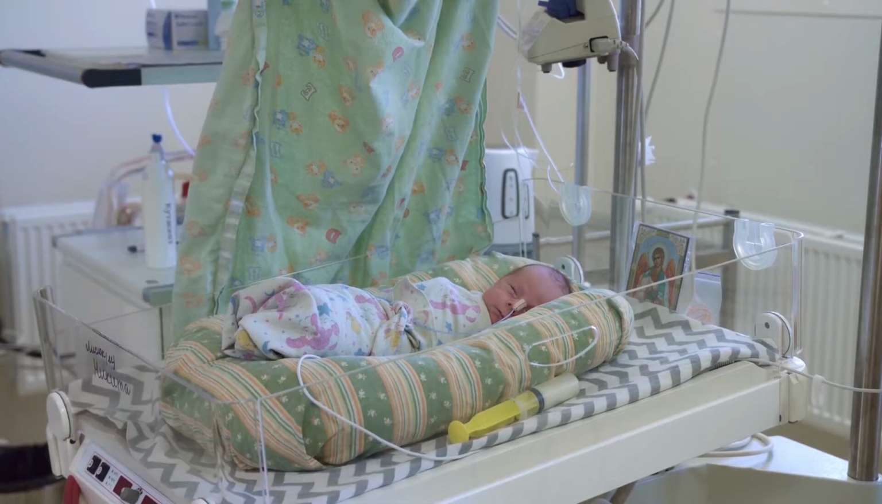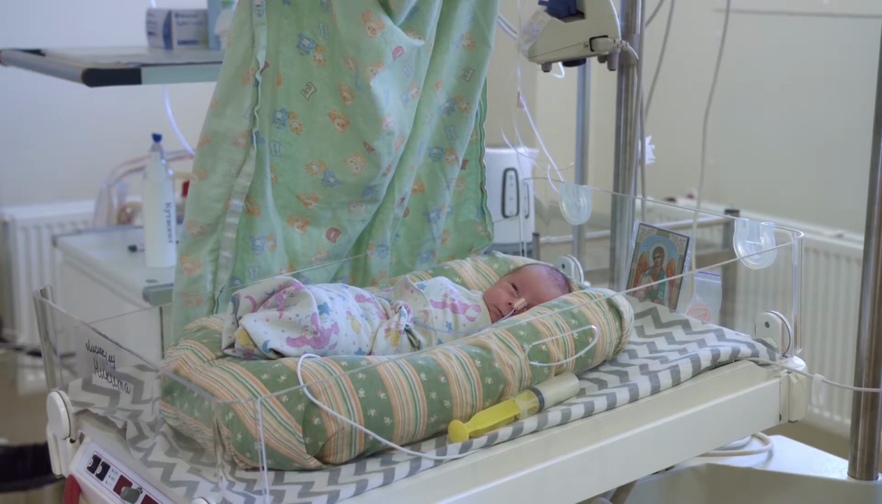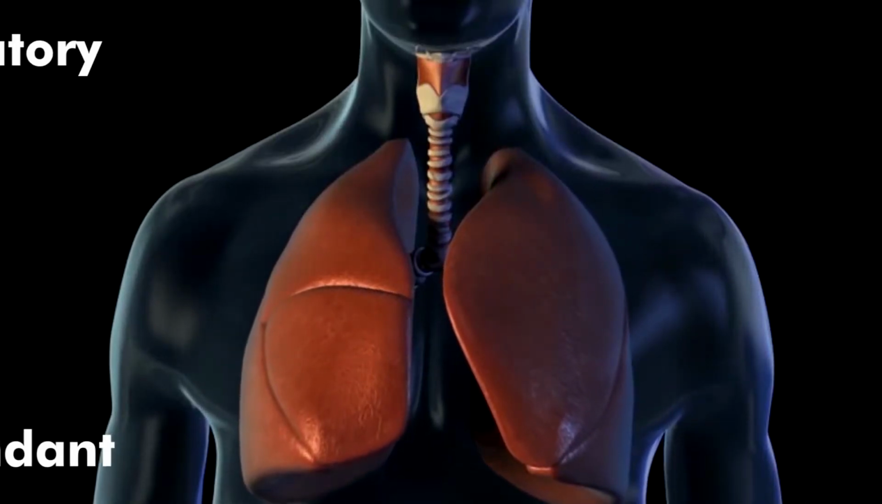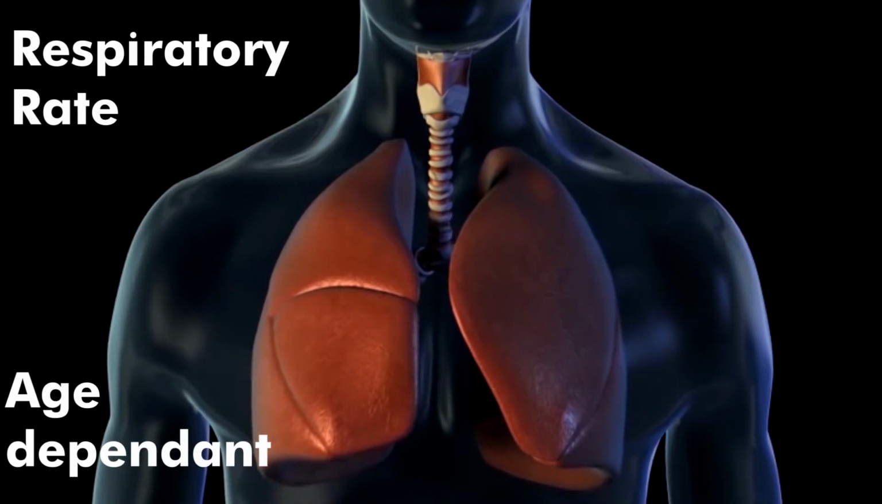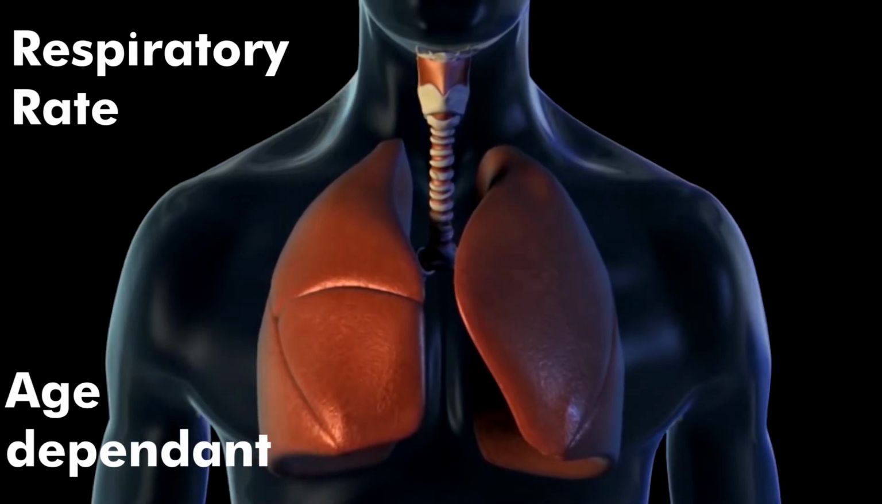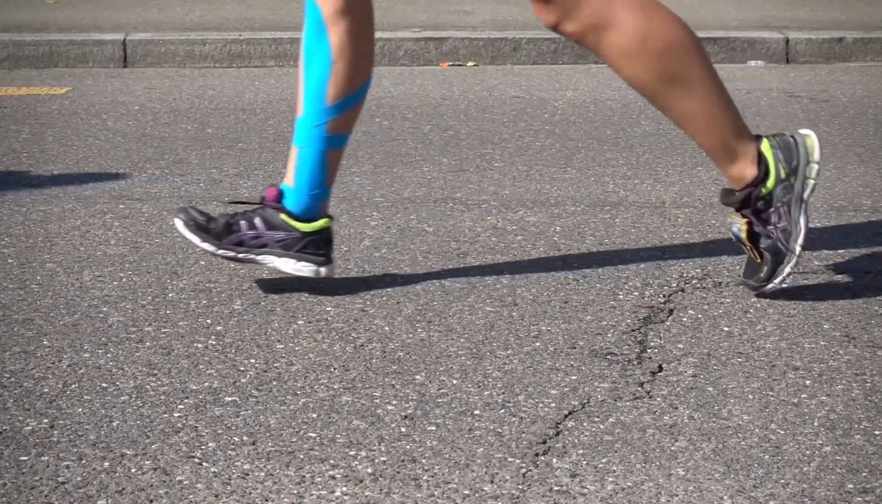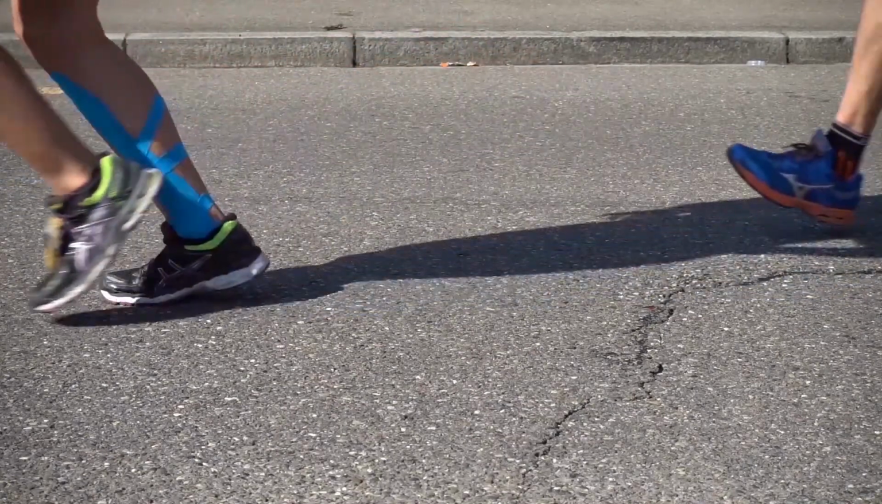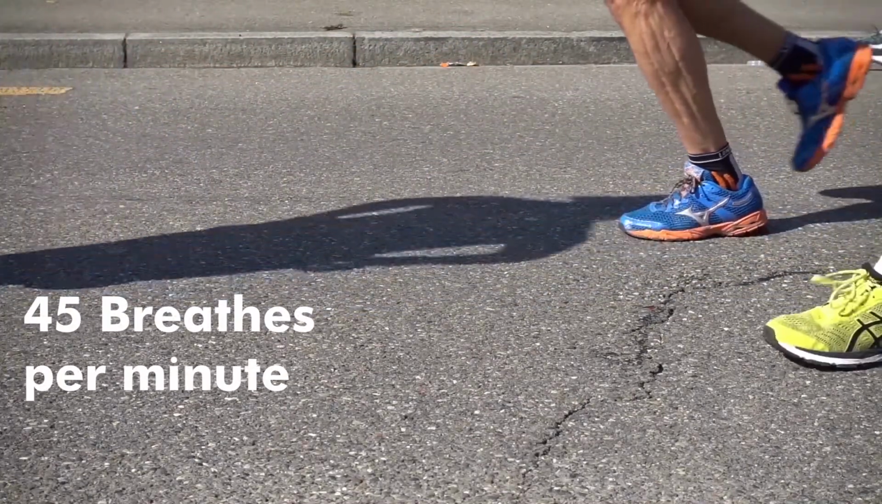Do you know that an adult takes 12 to 15 breaths per minute? A baby breathes about 40 times per minute. The average breaths per minute is referred to as the respiratory rate and is dependent on age. Strenuous activities increase the average breathing rate to 45 breaths per minute.